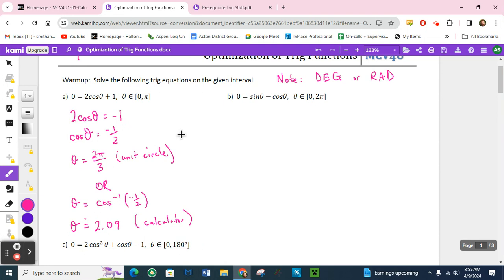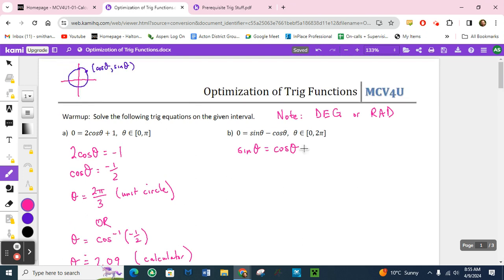Let me show you. So the idea is we can turn this into a situation like part A. Pretty easy, actually. If you do a bit of rearranging, if 0 is sine theta minus cos theta, that means that sine theta is actually equal to cos theta. And just for interest's sake, I might pause there. You know that cosine theta corresponds to x values on the unit circle, and sine theta corresponds to y values on the unit circle.